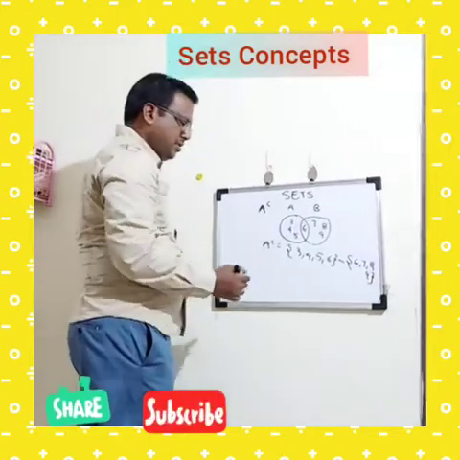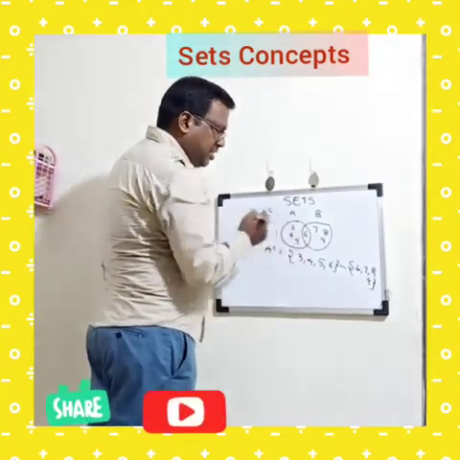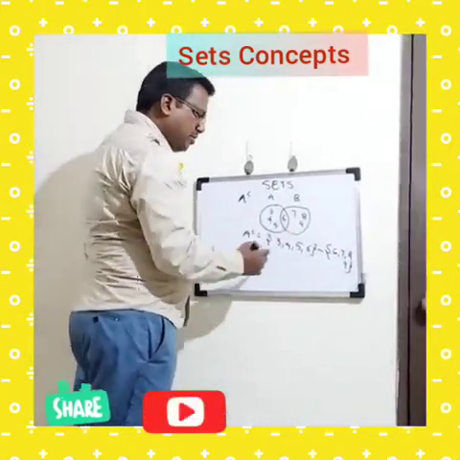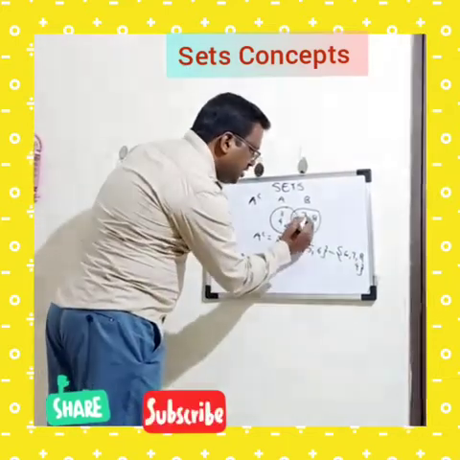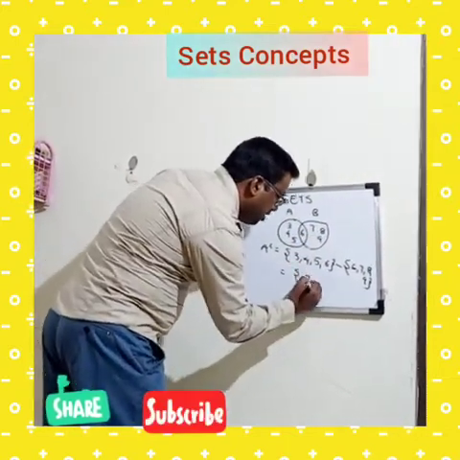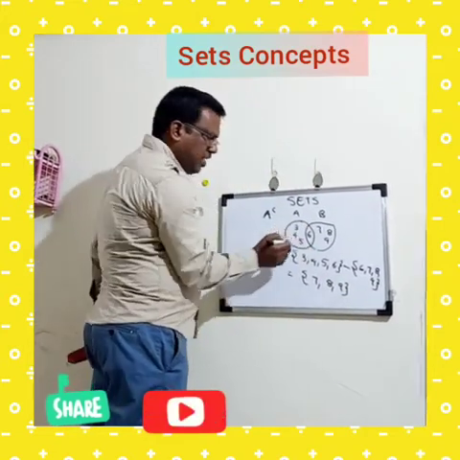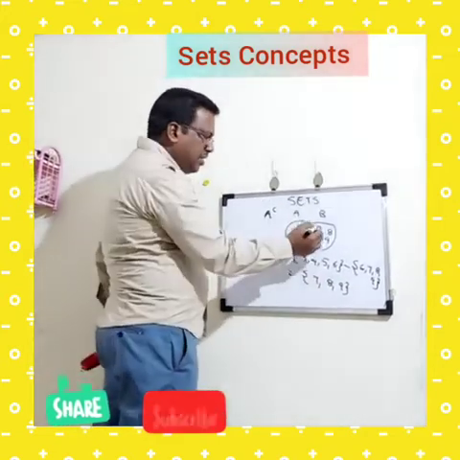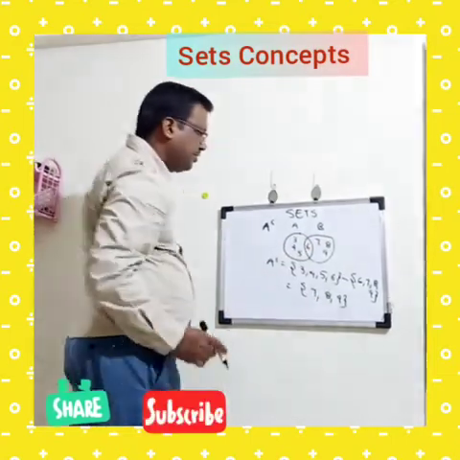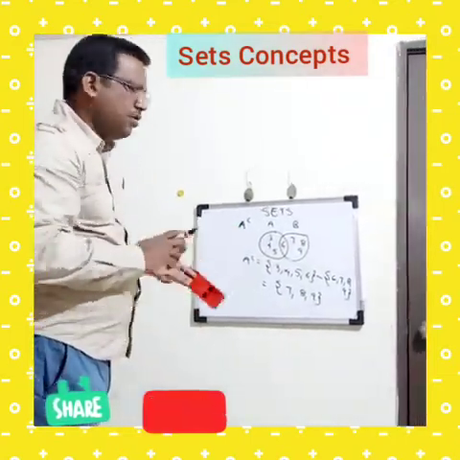Here it should not contain even 6, even though it's a common element of B. So the answer is 7, 8, 9. This is called A complement. The portion completely outside of A, that is 7, 8, 9. So this is called A complement.